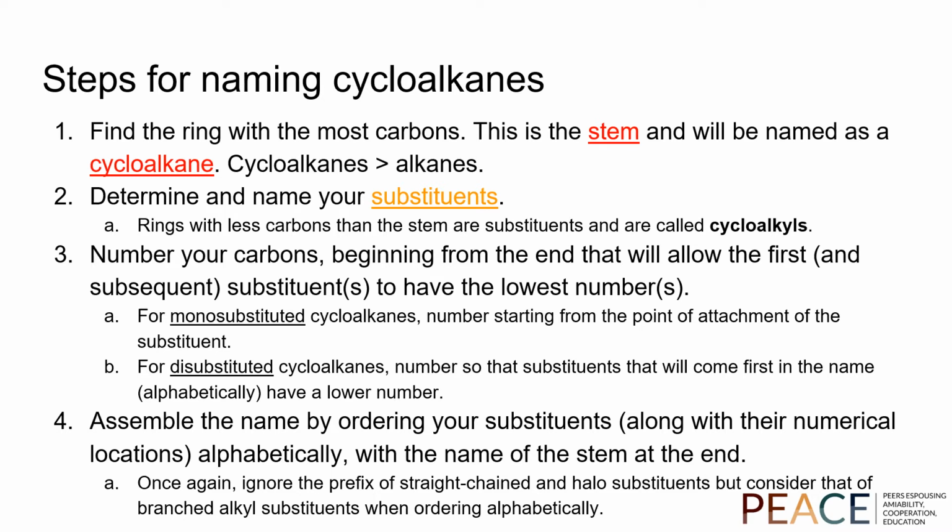Finally, assembling the final molecule name works exactly the same way as with naming alkanes. Simply alphabetize the substituents and then place the cycloalkane stem name at the end. Be sure to pay attention to which prefixes you should consider when alphabetizing. Hint, we only want to be paying attention to that of branched alkyl substituents.